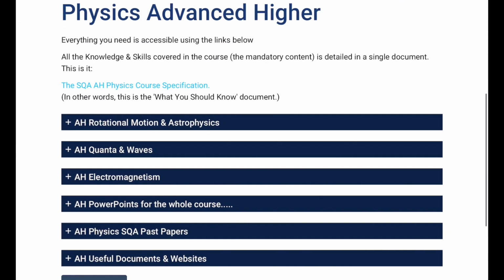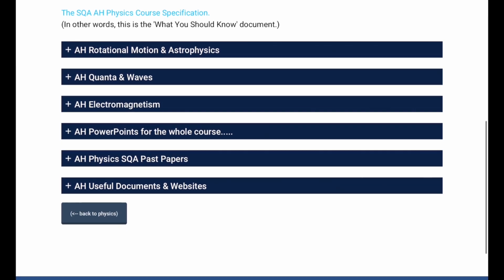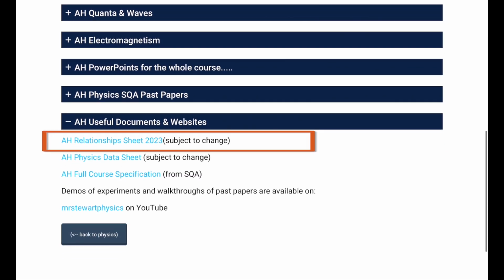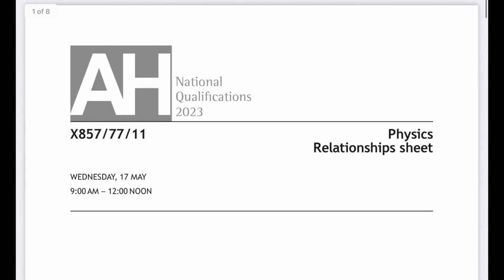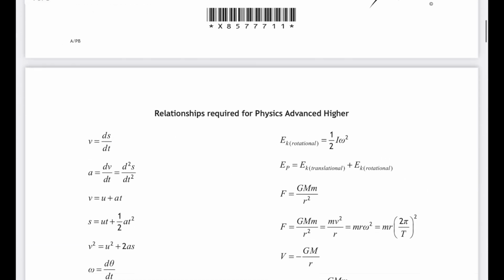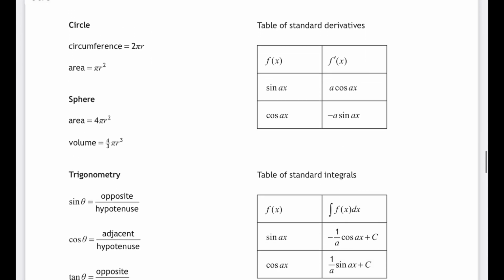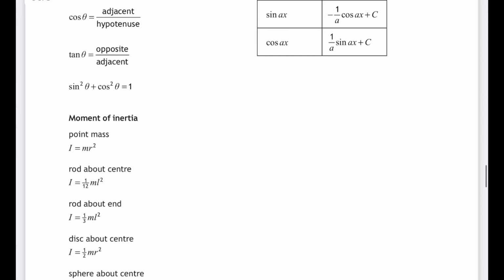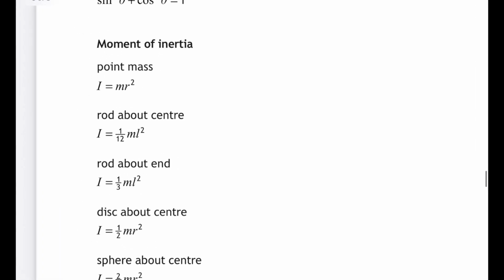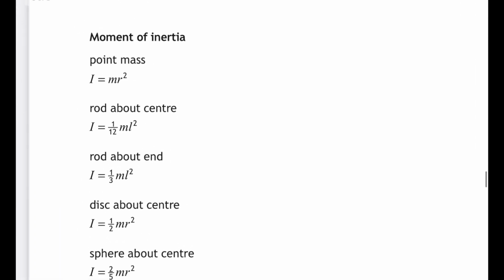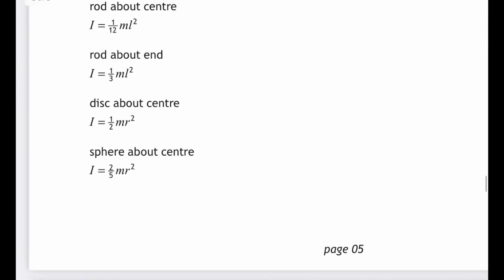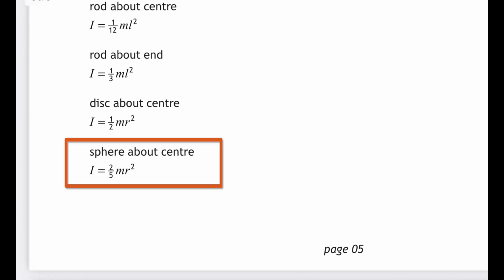And if you're looking for a relationship sheet, then don't forget we have one on our website under useful documents. There's that first link there, and you won't find the moment of inertia relationships on the first couple of pages. You've got to go to the additional relationships where you'll find the maths relationships as well, and there are the moment of inertia relationships for various objects. And we're looking for the bottom one there. It's a sphere about its centre, and the moment of inertia I is equal to 2/5 mr squared.